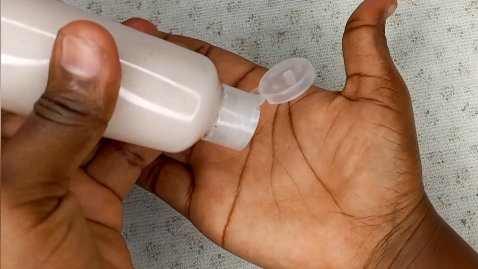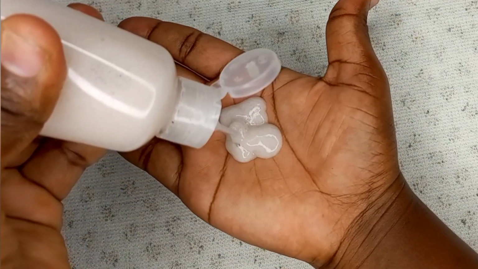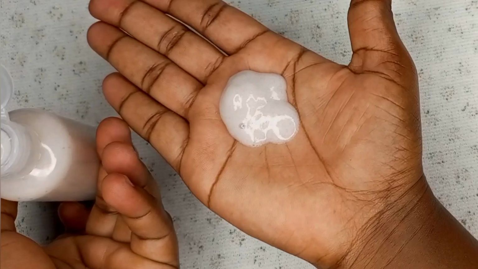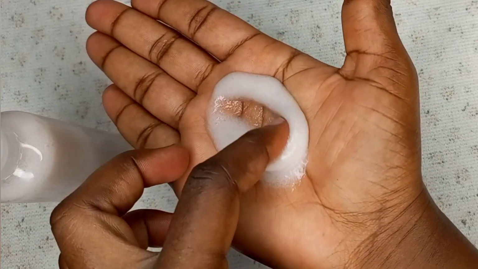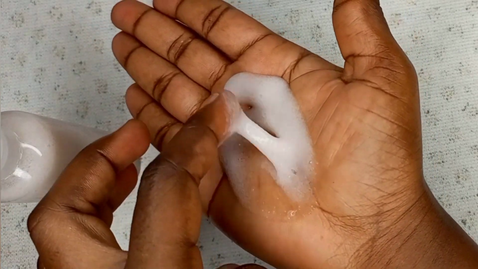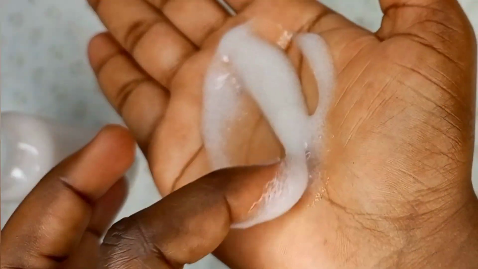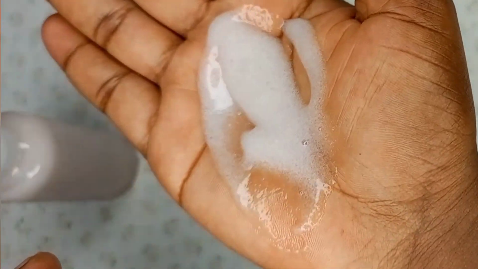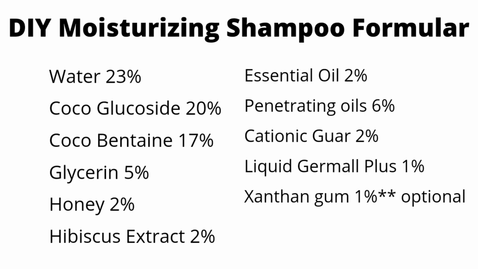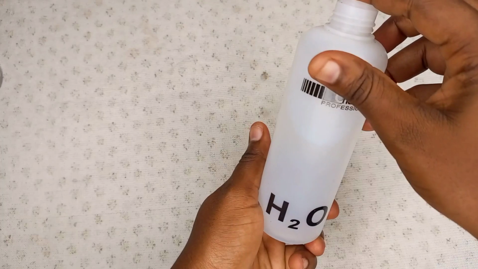Today we are going to be looking at how to formulate a moisturizing shampoo, and if you want to see how I formulated this moisturizing shampoo, then do stay tuned and watch the video till the end. First of all, I want to show you the formula that I'll be using to formulate the shampoo. This is for you to take notes and also recreate it if you want to.